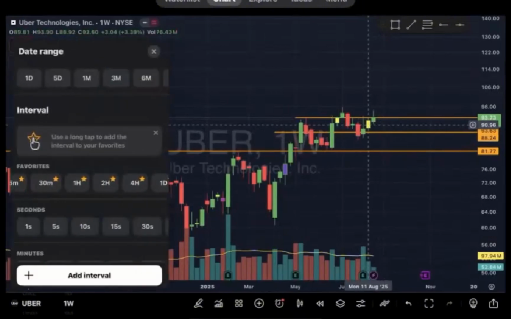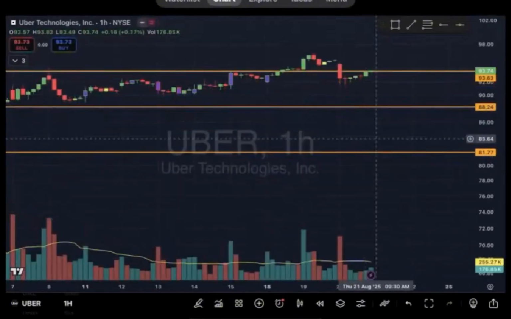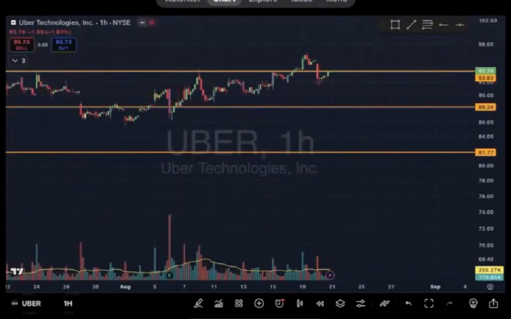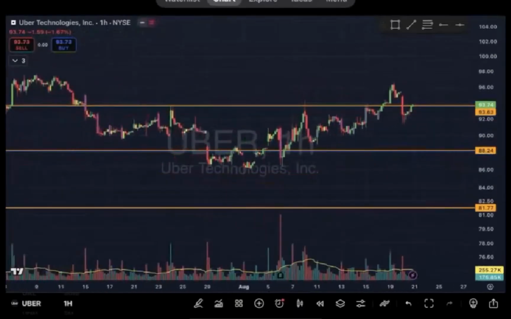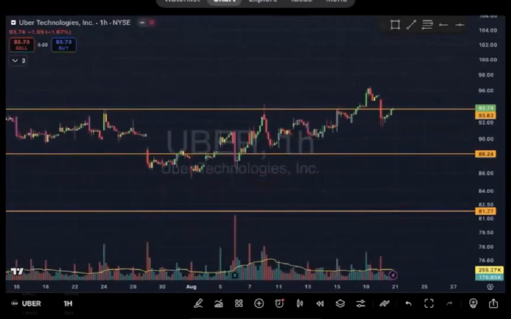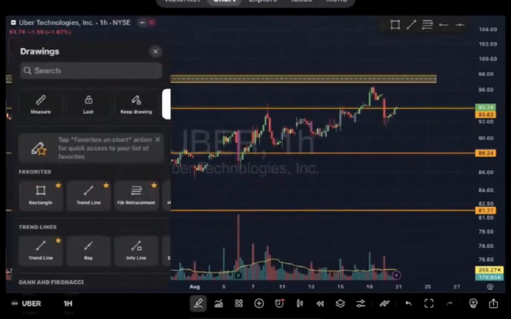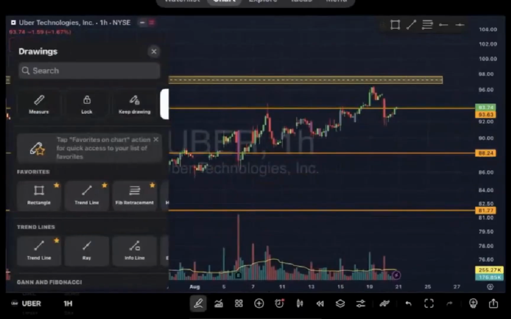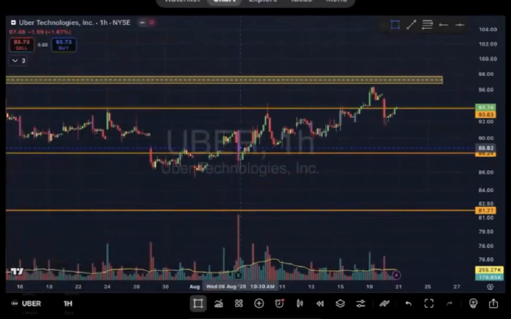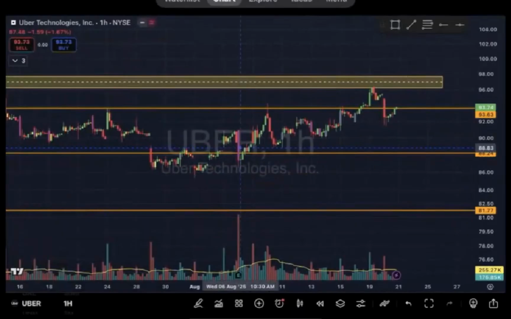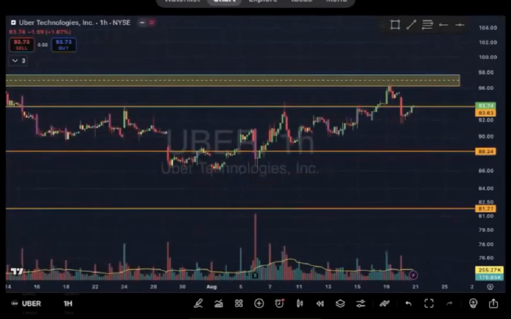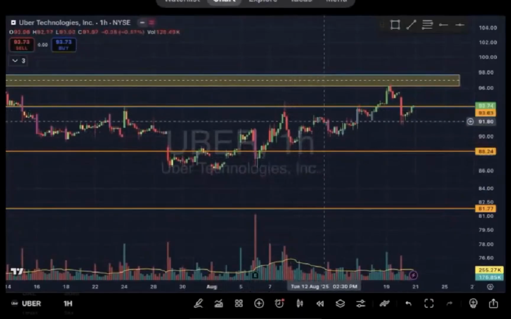So I can drop down to my lower time frames and see that we're stair stepping, right? Same thing. Came back, retested, came back. It gave me these candles.